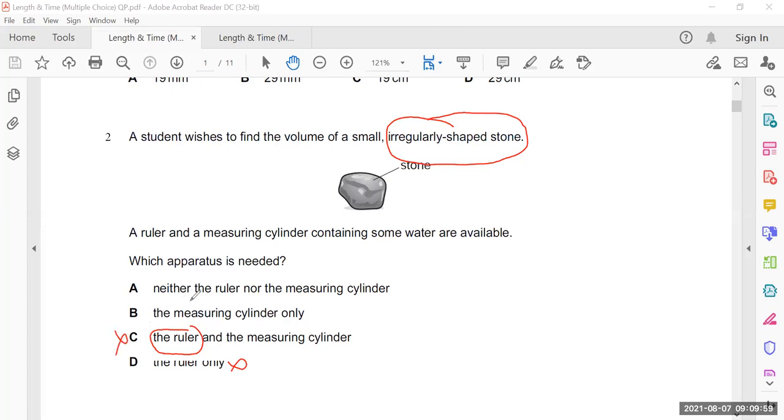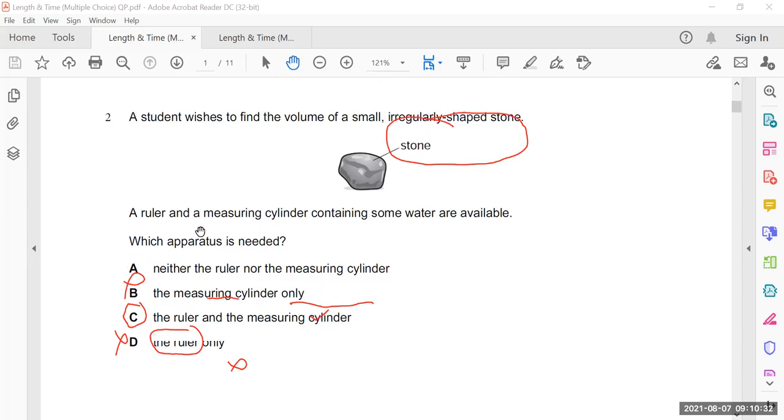In option A, neither the ruler nor the measuring cylinder, if we are not using both of them, we can't measure the volume. So that's why this option A is also wrong. So the best answer is here, the measuring cylinder only. With the measuring cylinder, as I showed yesterday in that video, how to put an irregularly shaped object, the water displaced by the irregularly shaped object is called the volume. It means the final level minus the initial level, that difference gives the volume.